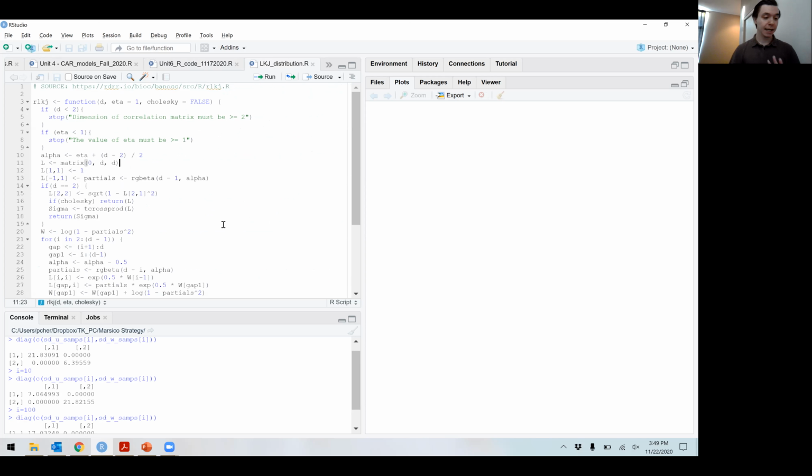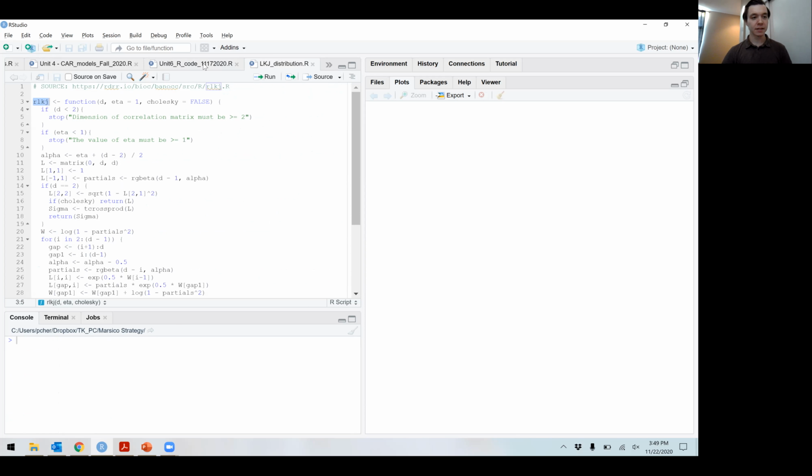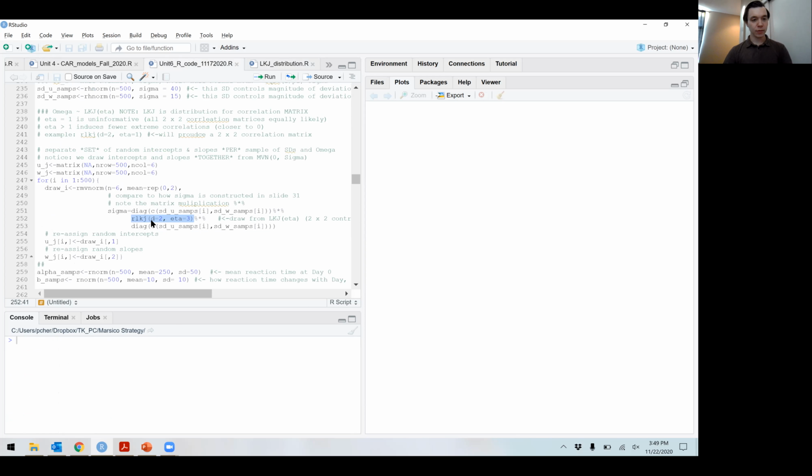I'm using the rLKJ function that comes from this standalone R script. We're dealing with the outer edges of what is taught in the statistics course, so there's not yet an easy way to produce random correlation matrices. So we have to get a little bit creative here. When I run this, it will give me a different 2x2 correlation matrix. And my eta is set at 3.